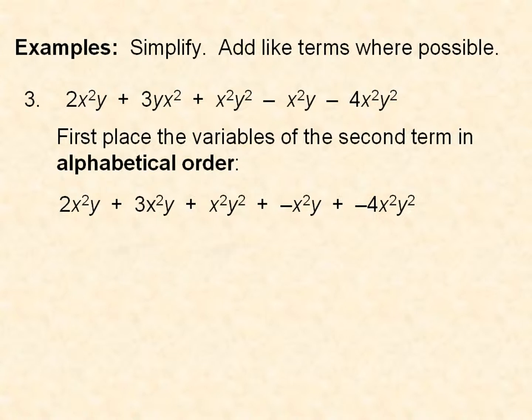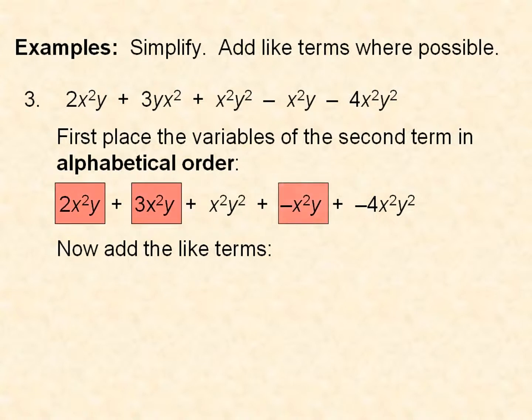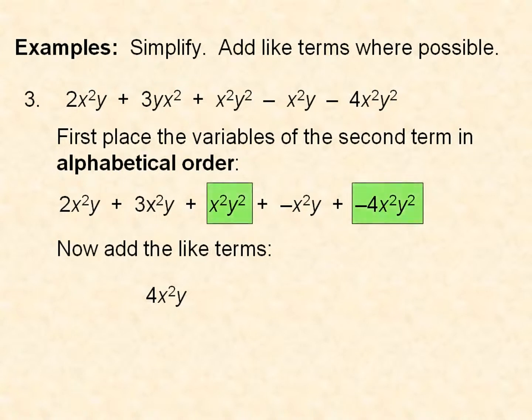Now we can add the like terms. The first, second, and fourth are like terms. So 2x^2y plus 3x^2y plus negative 1x^2y gives us 4x^2y. And the third and fifth are like terms. We add those. x^2y^2 plus negative 4x^2y^2 is -3x^2y^2. We'll just write it as subtraction here.